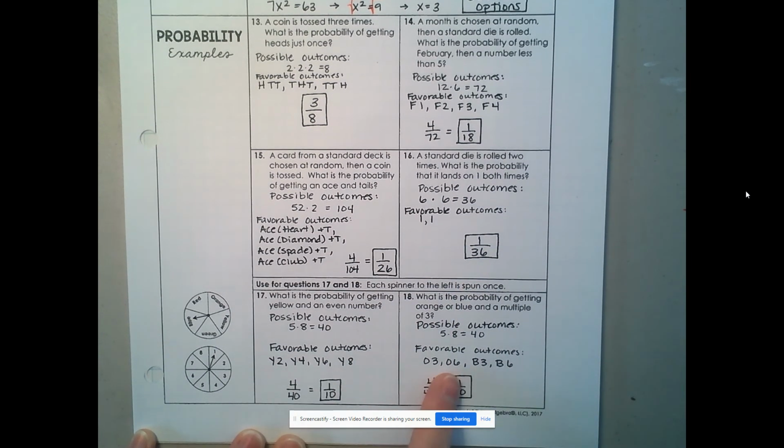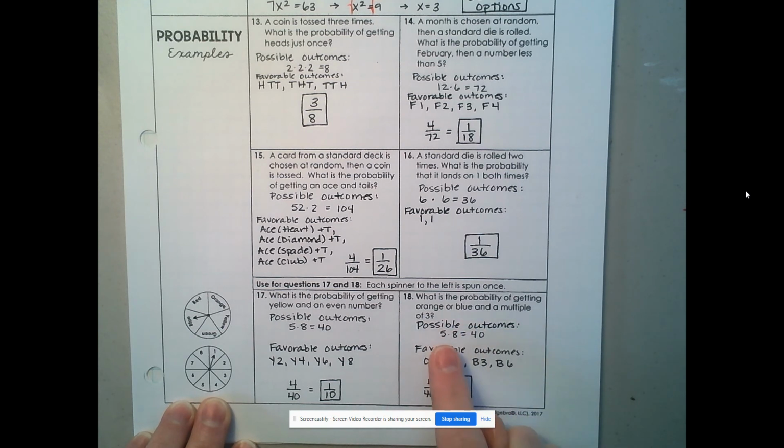For questions 17 and 18, we've got 2 spinners, and it says each spinner to the left is spun once. So we're going to spin a color followed by a number. What's the probability of getting yellow and an even number? So yellow 2, yellow 4, yellow 6, yellow 8. Those are our favorable outcomes. And there were 5 choices on the first spinner times 8 choices on the second spinner, making it 4 out of 40, or 1/10.